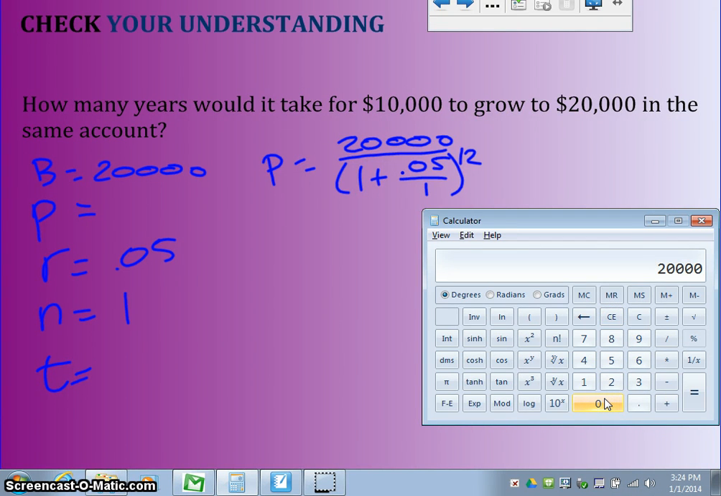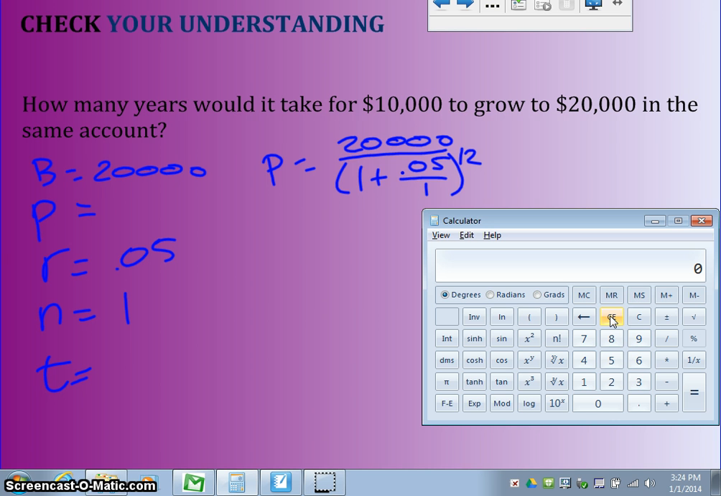We've got 20,000 divided by, open parenthesis, 1 plus 0.05 divided by 1, all to the 12th power. 11,136, so not quite. We aren't quite there. So let's try a little bit longer value.